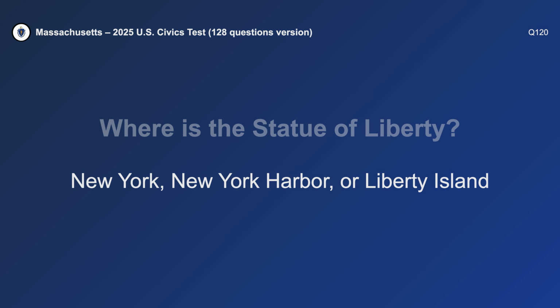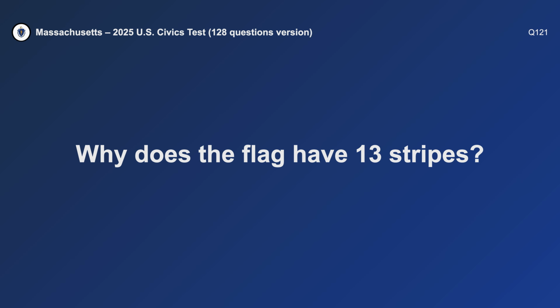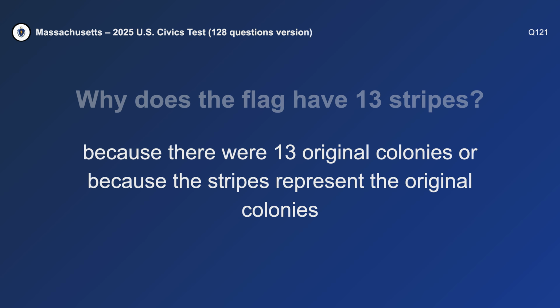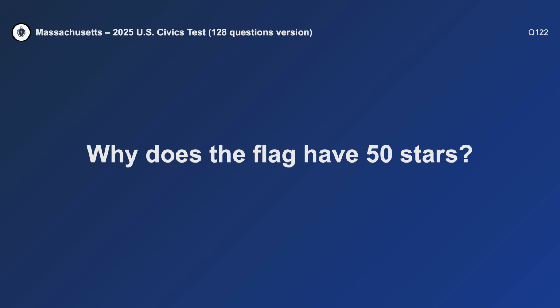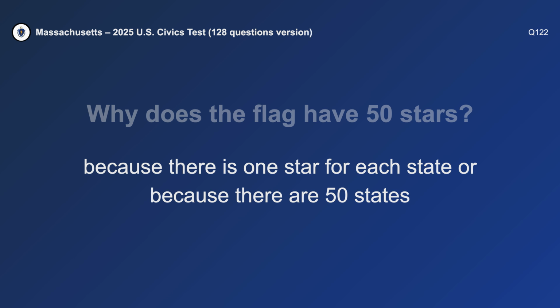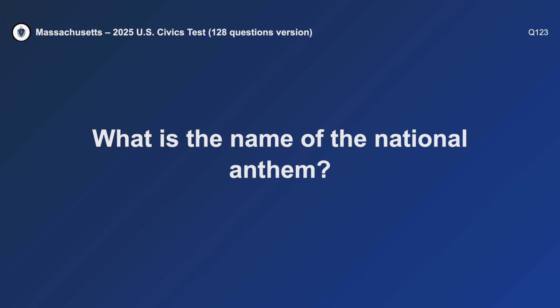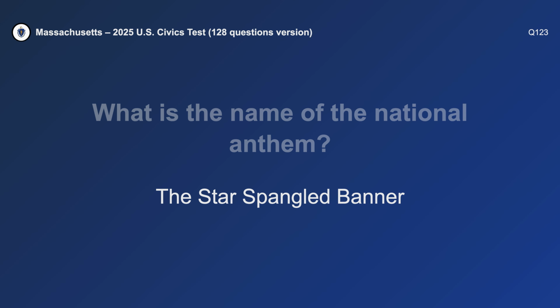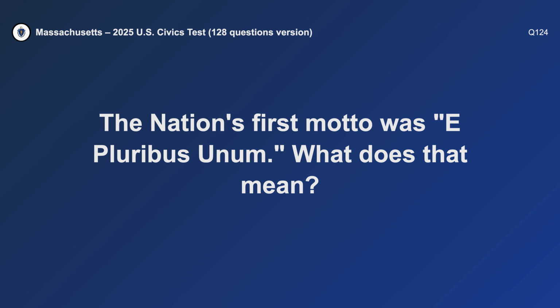New York. Why does the flag have 13 stripes? Because there were 13 original colonies. Why does the flag have 50 stars? Because there are 50 states. What is the name of the national anthem? The Star-Spangled Banner. The nation's first motto was E pluribus unum.